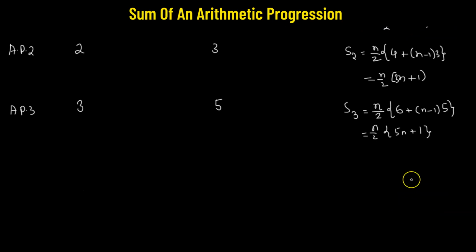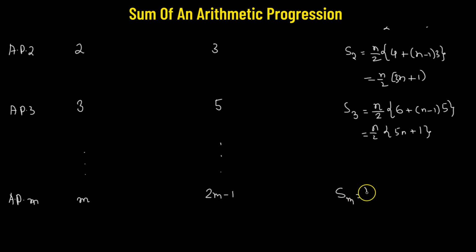So that means we can see the trend here. We can continue up to the mth arithmetic progression. So this is the mth arithmetic progression. Its first term is m, and its common difference is 2 times m minus 1. The sum up to n terms is denoted by Sm.